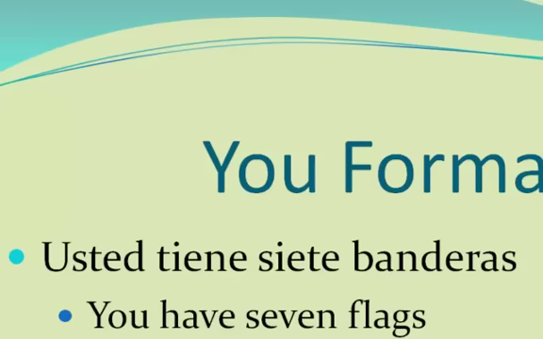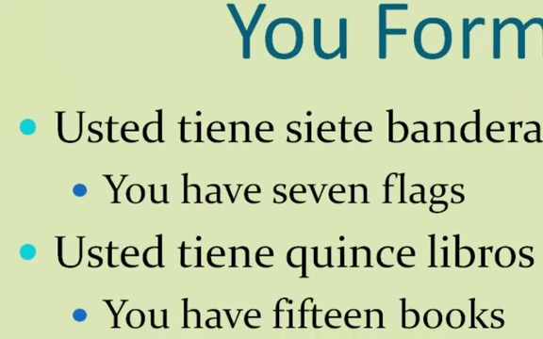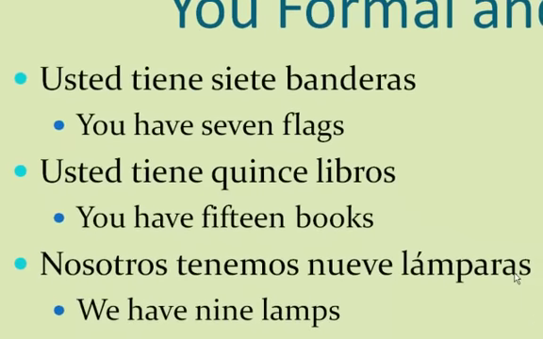Usted tiene 7 banderas. Okay, you have 15 books. Books is libros. Okay, usted tiene 15 libros. Okay, we have 9 lamps. That's a new word, lamps. Lámparas. Look at the accent on the first A. Nosotros tenemos 9 lámparas.